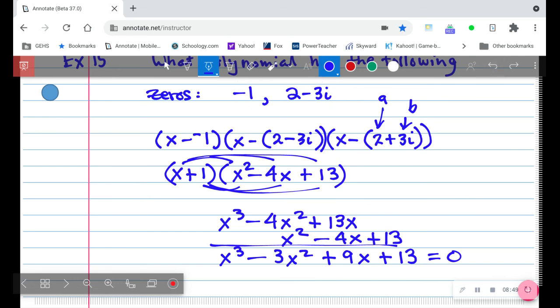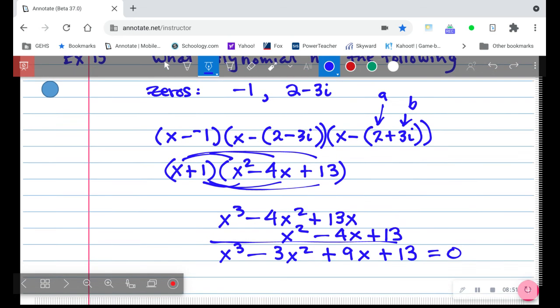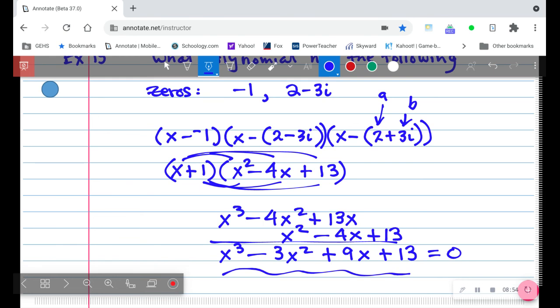So you could check each of those. You would store negative 1 and type all that to see if it zeroes out. You could do the same with 2 minus 3i as long as your calculator's in the proper complex number mode. So hit mode and go down to a plus bi before you try to store this one. But it should also, when you type this, zero out. So that's how you can check that one.